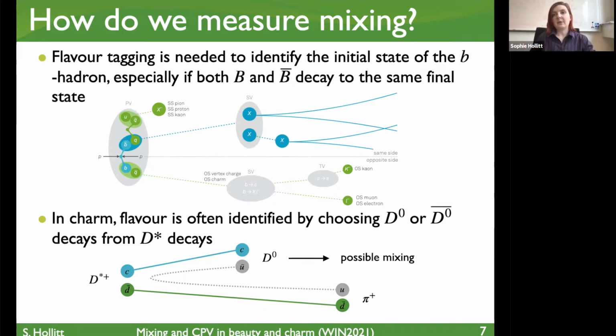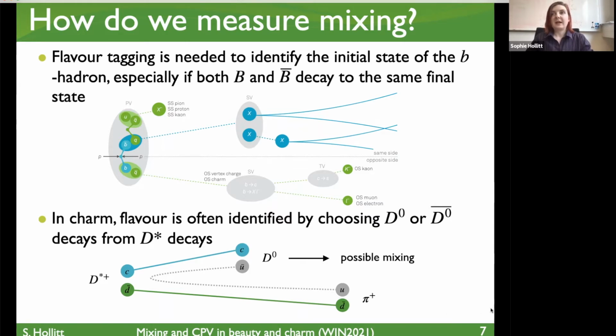And in charm, what we often do is we can identify the flavor by choosing our D0 or D0 bar candidates that come from D star decays. So what this means is we've got the D star plus, and say this has a charm quark in it. We go straight to the charm quark in D0, which might mix, but we can still identify that this is originally a D0 because of this pi plus that we also reconstruct.